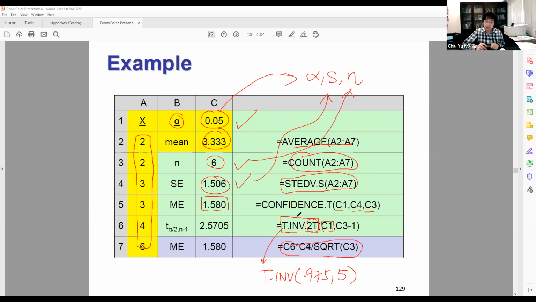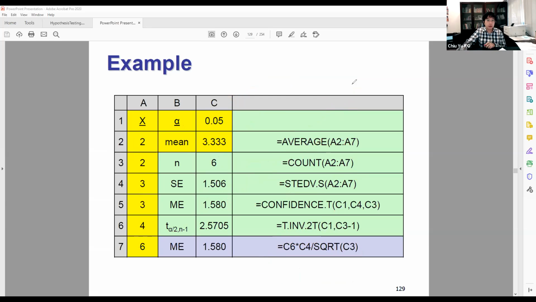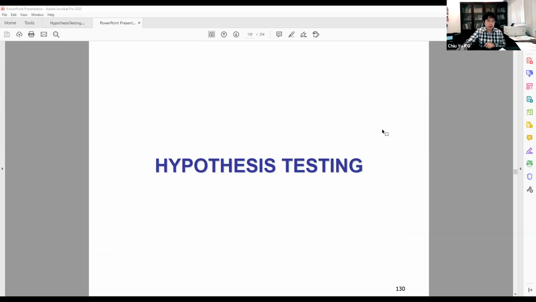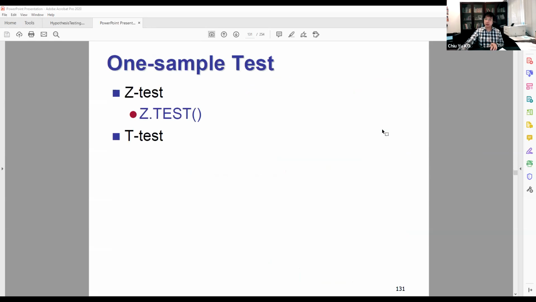Is that okay? If there are no further questions, then we continue. This is something we learned in the whole part, so the Z test, and also the T test. Okay, let's go on.